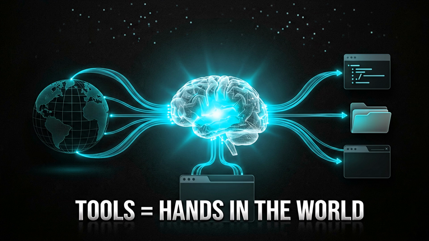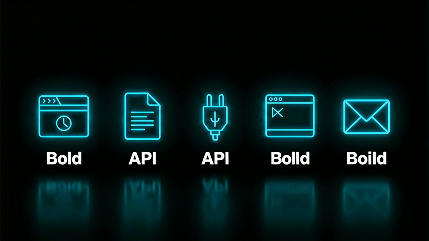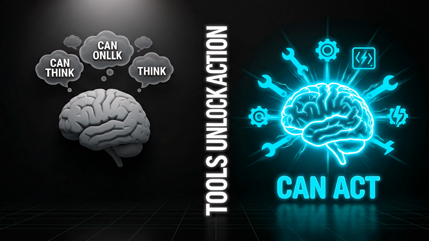Tools are how the agent interacts with the world: browsing the web, writing files, calling APIs, running code, sending emails. Without tools, an agent can only think. With tools, it can act.